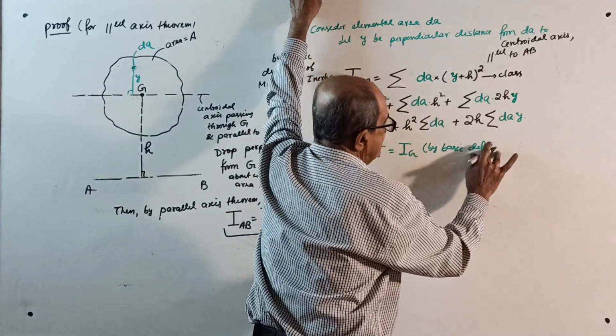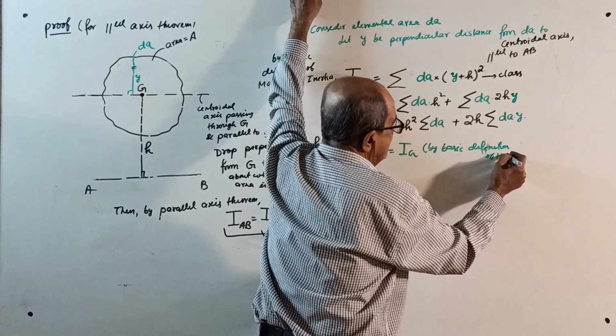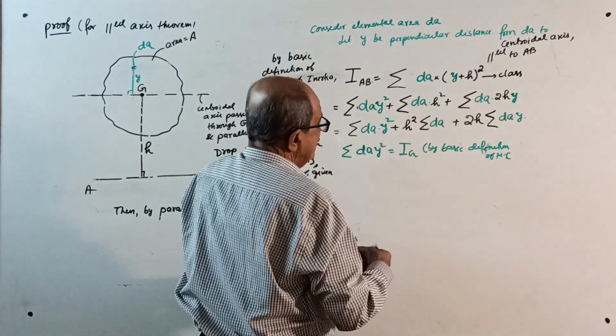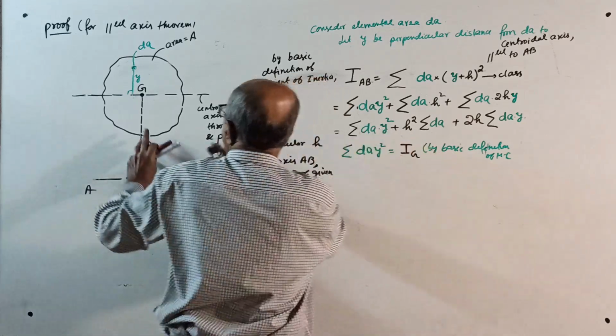By basic definition of moment of inertia, I'll put I black, Ig. Okay, black color is there. It is Ig. Why? Because, see here.